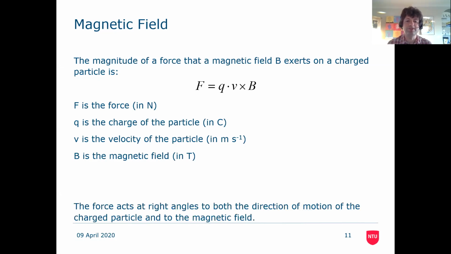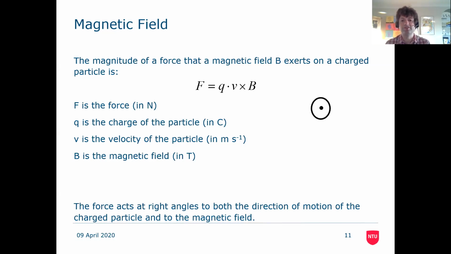And that we really do care about. The cross product tells us that the force acts at right angles to both the direction of motion of a charged particle and to the magnetic field. So if we've got the velocity of a particle in one direction, we've got the magnetic field at right angles to that, the force is at right angles to both.